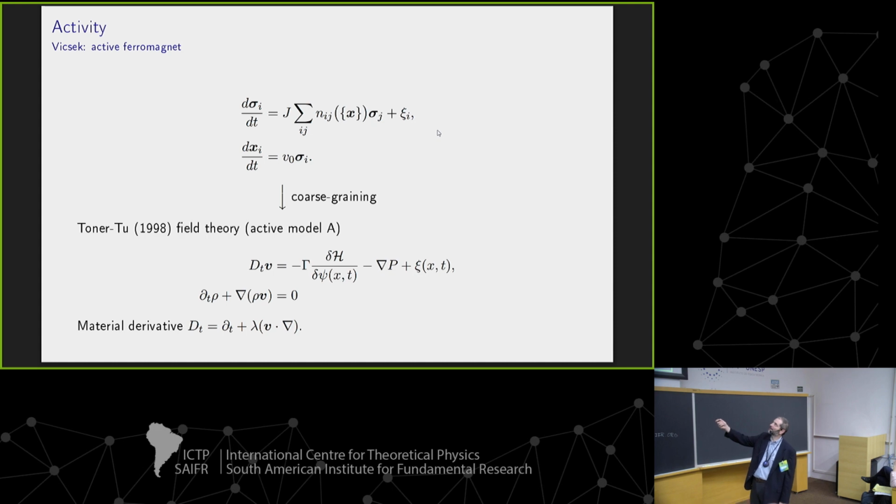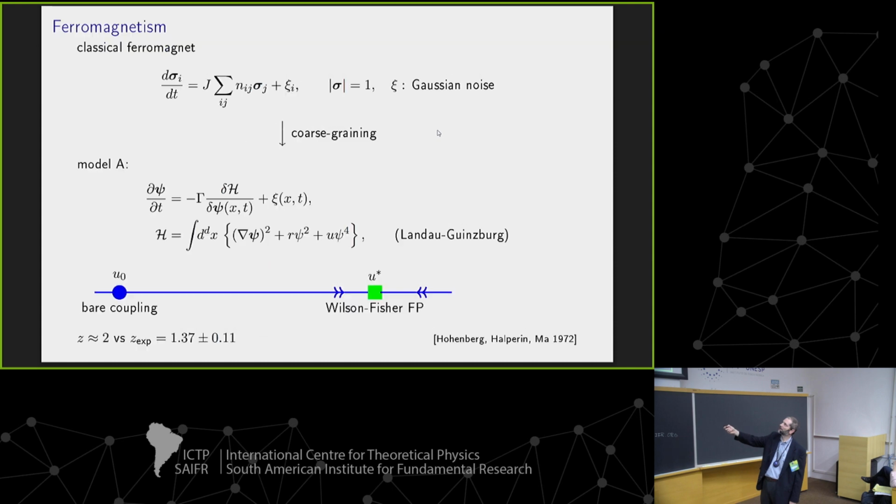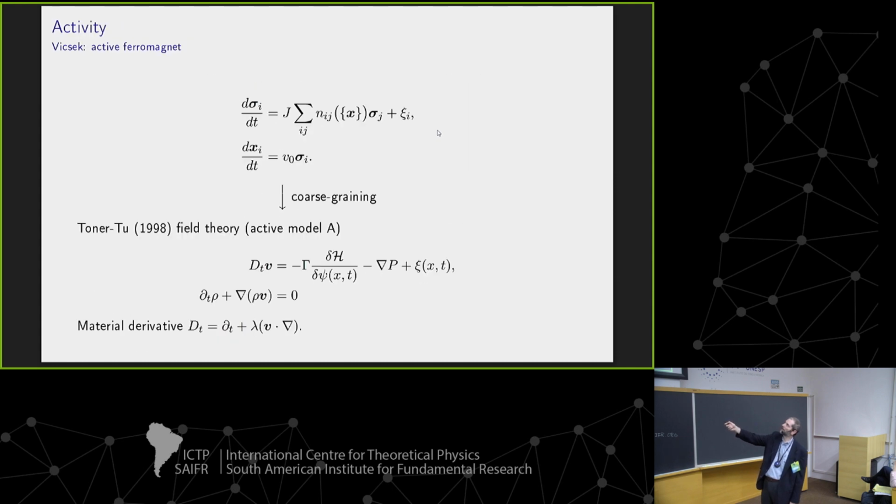So we write an equation similar to this one, basically. But now we'll say this: the interaction matrix or the adjacency matrix, well, this depends on the positions, and the positions are not fixed, but they will move because this sigma is not a magnet anymore, but it's the direction of some velocity. Again, if you want to do renormalization group on this, you're better off going to a field theory. And that's basically what Toner and Tu did back in 1998.